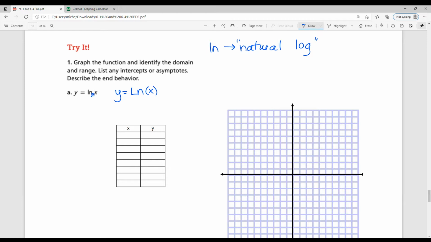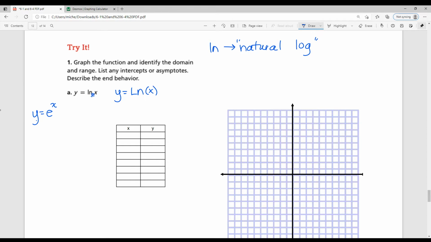So that might sound like, what is she talking about? Well, for today, all you need to know is that ln means natural log. The base is e, and it is the inverse of y equals e to the x power.